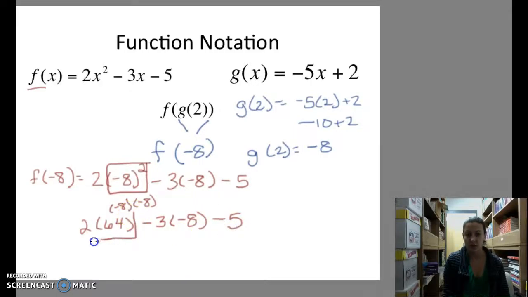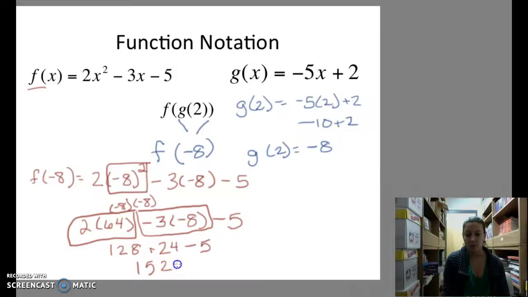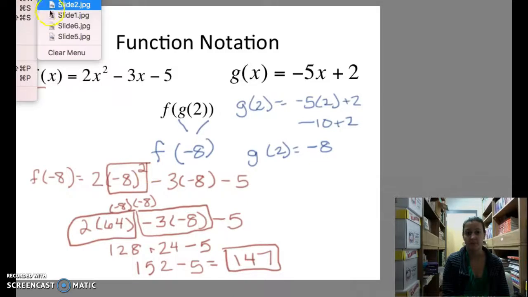Now we're going to do our multiplication. I'm going to put zoom in boxes around both multiplications. 128 plus 24 minus 5. That's going to be, what, 152 minus 5 equals 147. Big number, but not too bad math, right? Show all your little pieces. Plug it all in. One piece at a time. That's all it takes here.